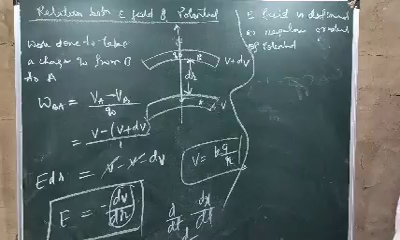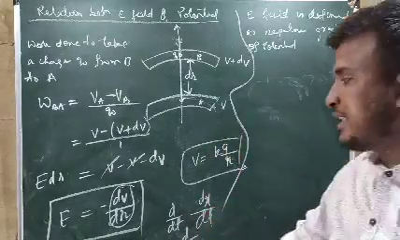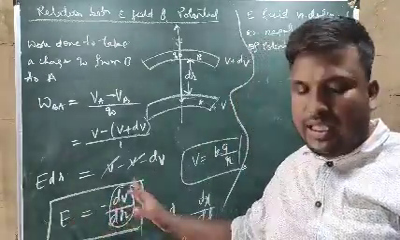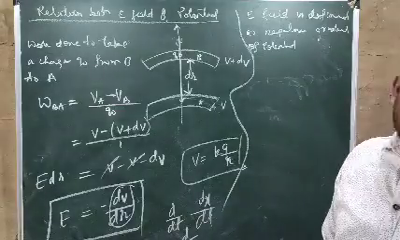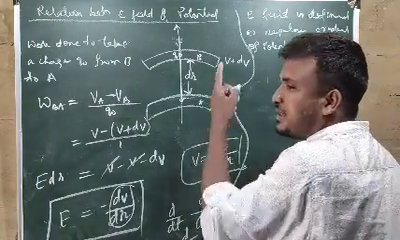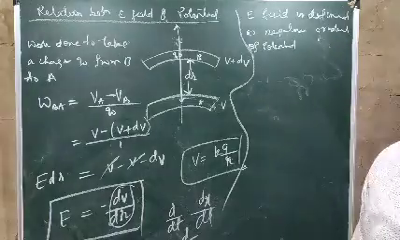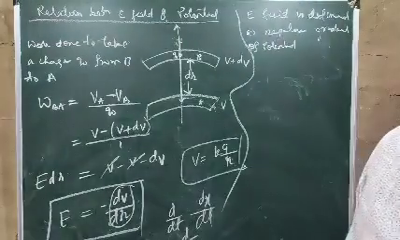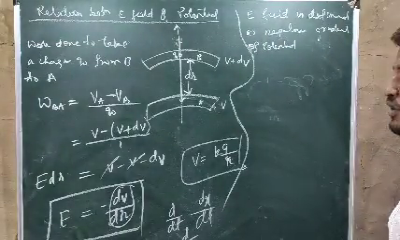The first property is that electric field is in the direction where potential decreases steepest. It means electric field will always be in that direction where potential decreases the most.